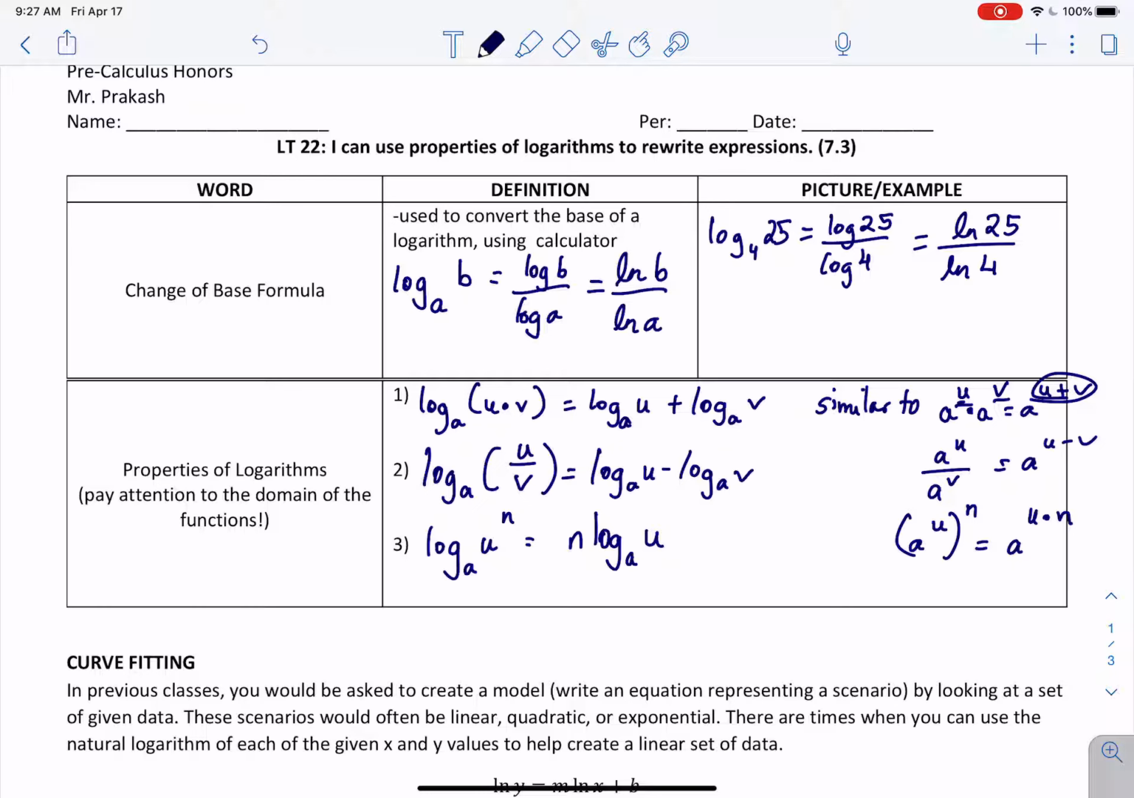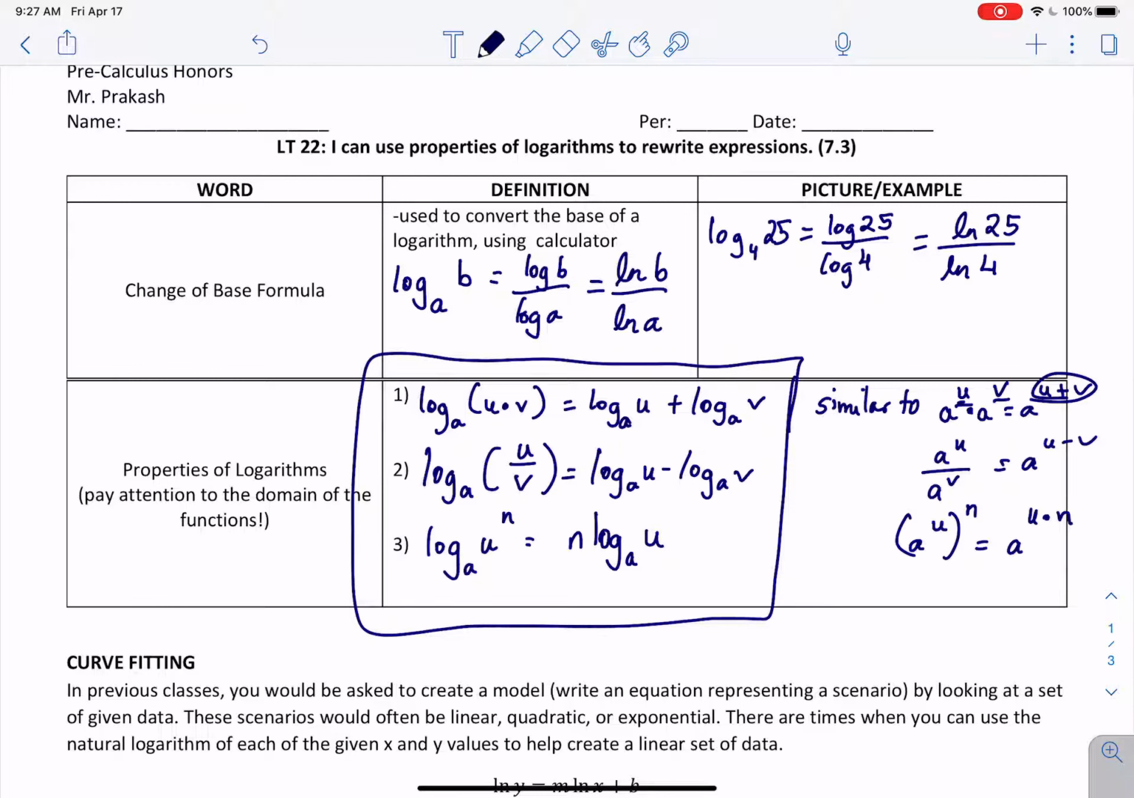So these properties all come out of those exponent properties because logs and exponents are connected in this inverse relationship that they have. But these are your three main log properties to use, remember, and be able to simplify expressions with.